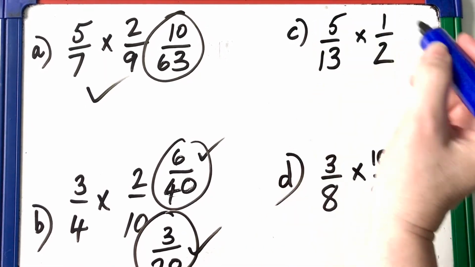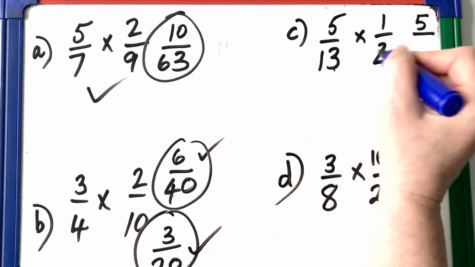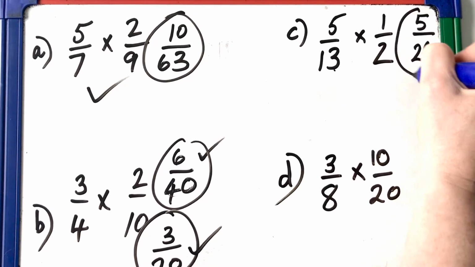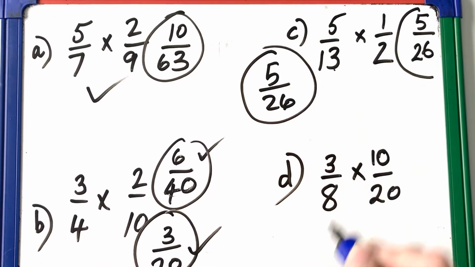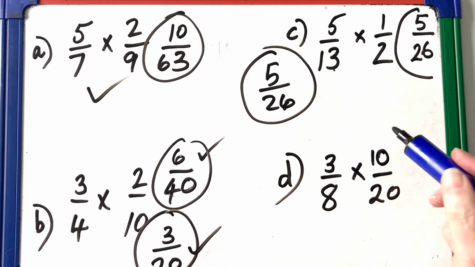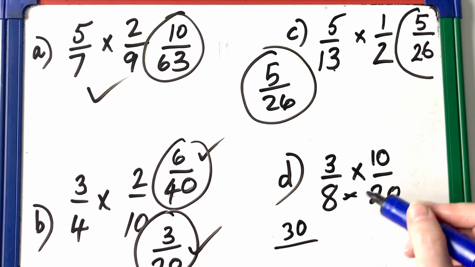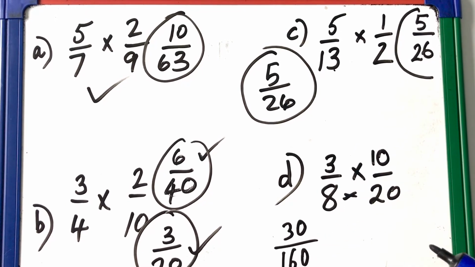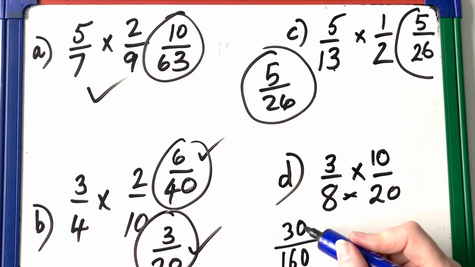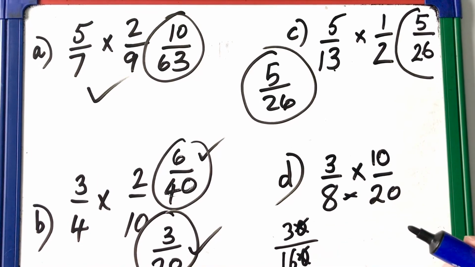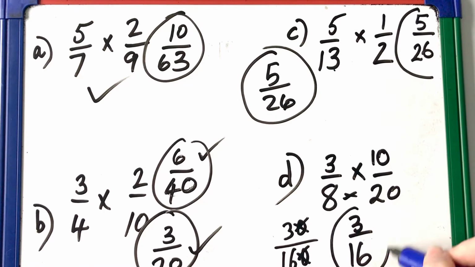Beautiful. Part C, 5 times 1 is 5. 13 times 2 is 26. So 5 out of 26. And finally, 3 times 10 is 30. 8 times 20, 8 twos is 16, so that's 160. I'm going to divide by 10 to cancel this down, so that becomes 3 out of 16. Oh, that's it, 3 out of 16.